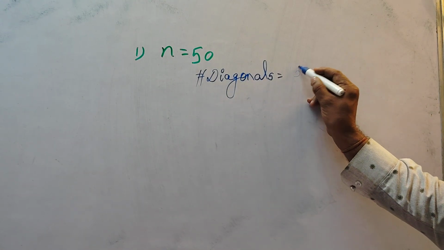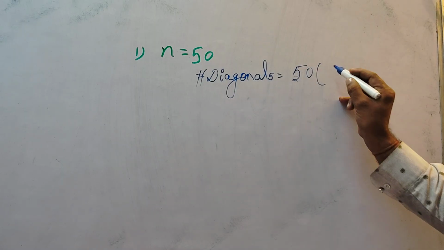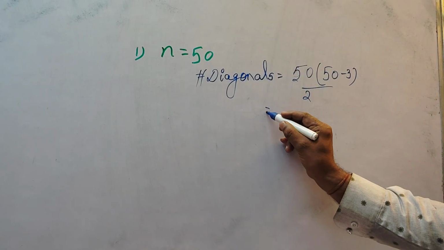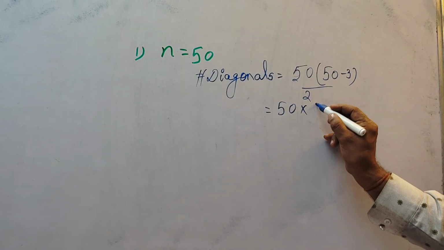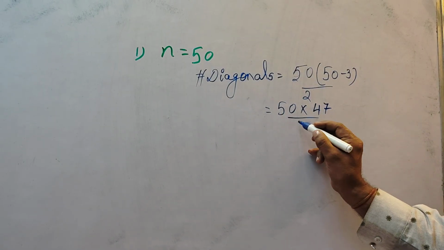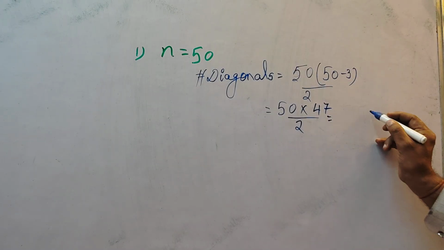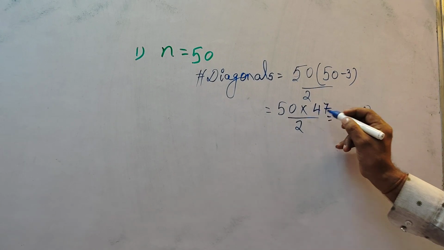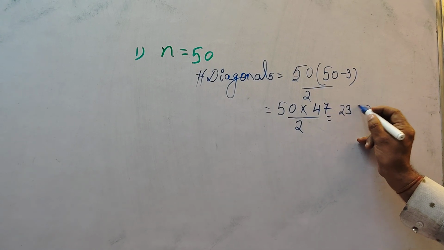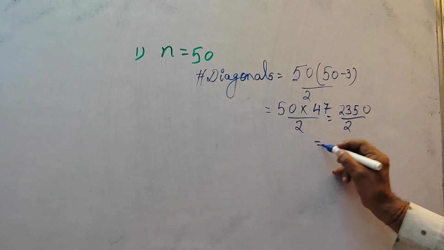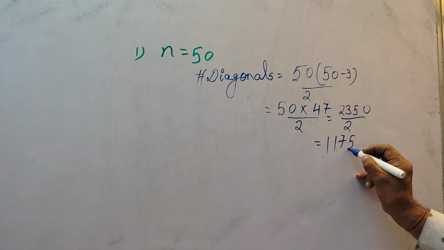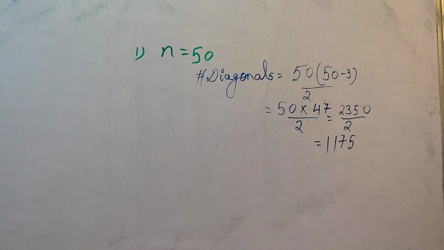So 50 times 50 minus 3 over 2. Now 50 minus 3 is 47, times 47 over 2. Now you can multiply first: 50 times 47 is 2350, over 2. Dividing by 2 gives 1175. Yes, correct. 1175 is the correct answer.